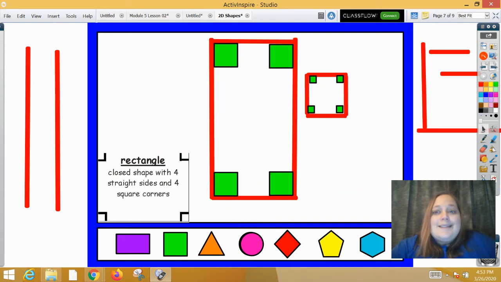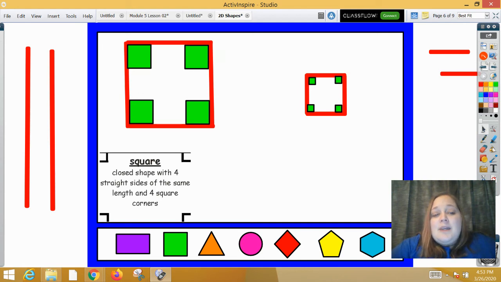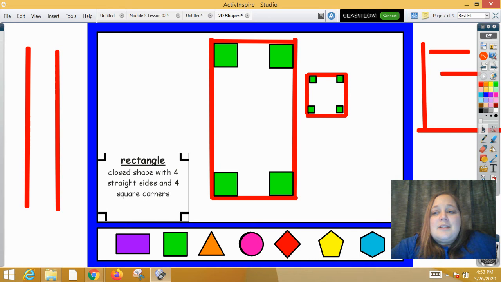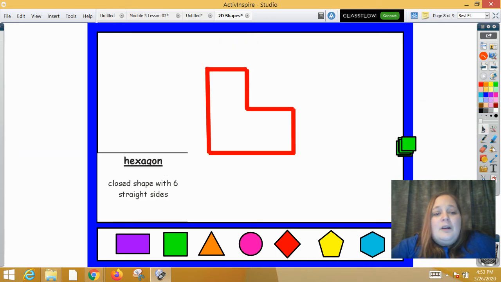A square is so special. It can be a rectangle because it has 4 straight sides and 4 square corners. It can be a square because it is a closed shape with 4 straight sides of the same length and 4 square corners. And it's also a rhombus because it's a closed shape with 4 straight sides of the same length. That square is pretty special now.